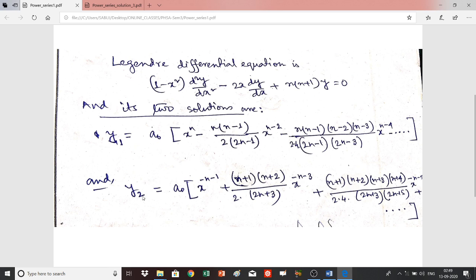And then the second one is a0 times x to the power minus n minus 1 plus n(n plus 2) by 2(2n plus 3) x to the power minus n minus 3 plus (n plus 1)(n minus 2)(n minus 3)(n minus 4) by 2·4(2n plus 3)(2n plus 5) plus other terms. So we have two solutions of the Legendre differential equation.